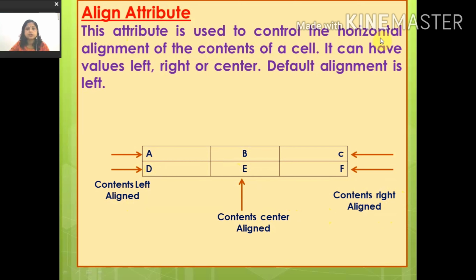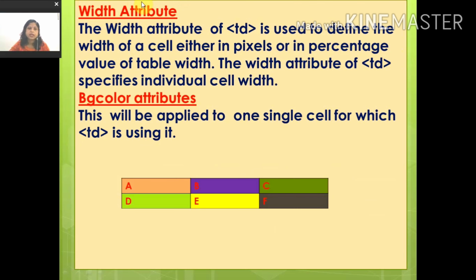This attribute is used to control the horizontal alignment of the contents of a cell. This is used for horizontal alignment; for vertical alignment we will use V align. It can have values left, right or center. Default alignment is left. That means if you do not write anything, the data will be arranged to the left side of the cell. And if you want to shift the data to any other place, we have to use the align attribute.